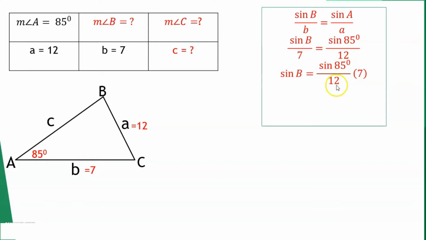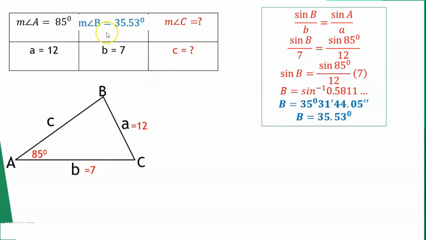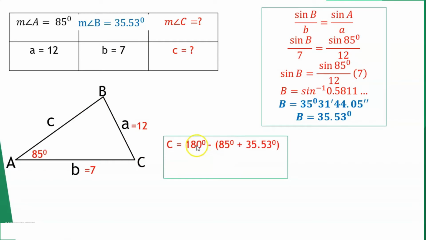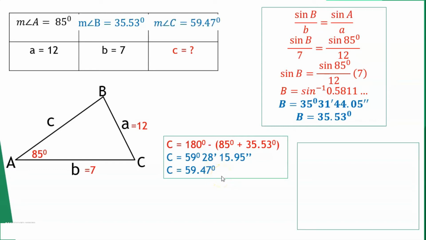So cross multiply, we will get this using your calculators. Sine 85 degrees over 12 times 7. So that would become B is equal to arc sine 0.5811. So shift sine, you'll get this in degrees, minutes, and seconds, or that's approximately 35.53 degrees. So that's the value for angle B. If we have B, we can now solve for angle C, in which that's 180 degrees minus 85 degrees and 35.53 degrees. So the value for C here is approximately 59.47 degrees.